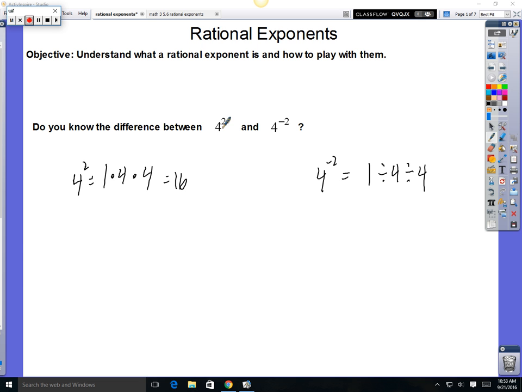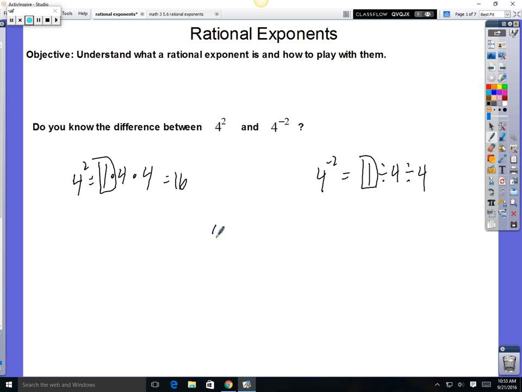So when your exponent is positive, it's just repeated multiplication over and over. When your exponent is negative, it's repeated division. So here's why you always got to start with 1.